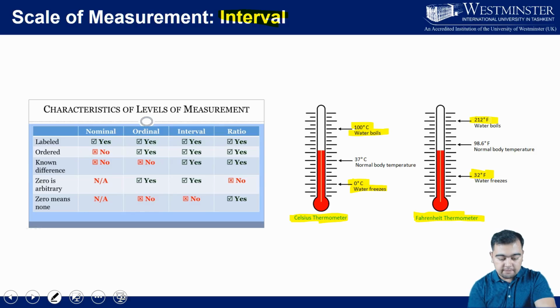Yes? Now here, as you see, our data is basically already labeled because we have labels here. It follows a certain order because we are going from 0 to 100, or from 32 to 212. And at the same time, we have certain differences. It's a difference in what? Difference in basically the degrees here, right?